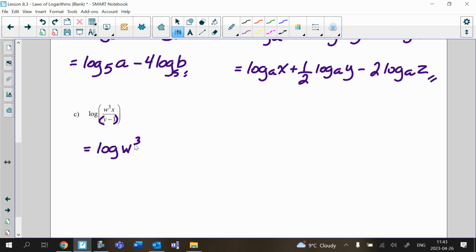Is there anything I have to simplify further or expand further? The cube has, because there's an exponent, it has to be pulled in front. So I get 3 log W plus log X minus log of Y minus 1.